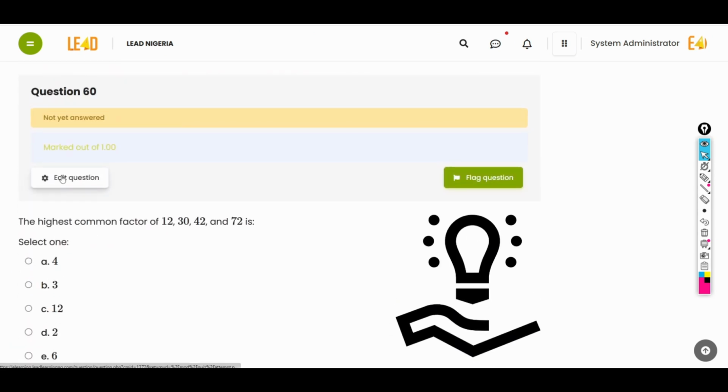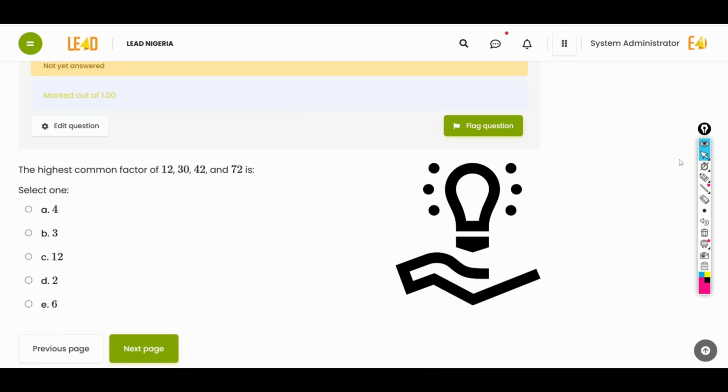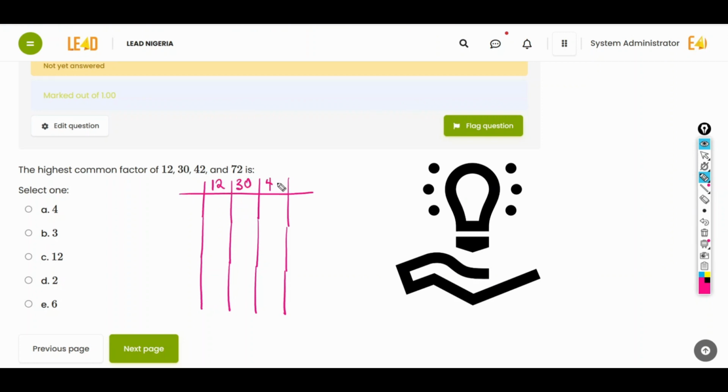Okay, number 60, the highest common factor of 12, 30, 42, and 72. So let me draw this out. All right, so I can use 2. Dividing by 2, we have 6, 15, 21, 36. All right, 2 can't work for all of them anymore, so we can't use 2.